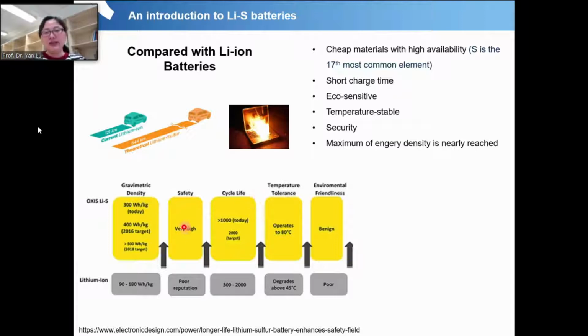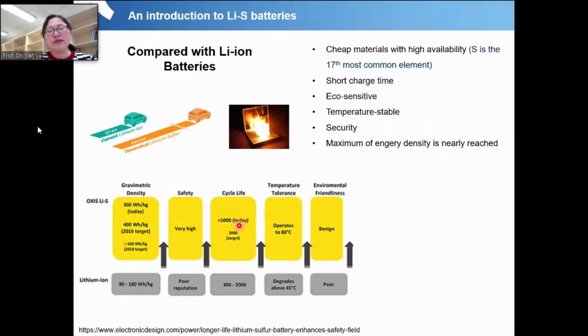And again, you can see that compared with the lithium ion battery, they have higher safety and also the cycle life. Here, the cycle life of the lithium sulfur battery, later we will mainly discuss this problem. It still needs to be improved if we really want to have a good commercialized product. Because for the lithium ion battery, you can really cycle for more than 1,000 cycles. But here the cycle life, Oxis gives this best value.